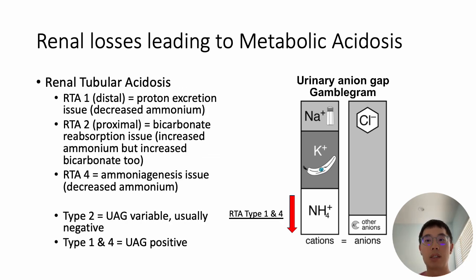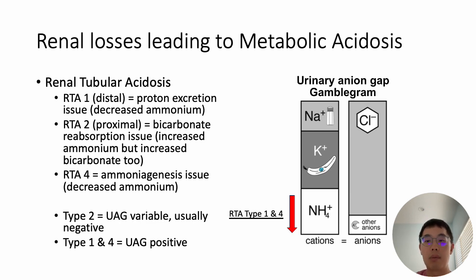What about renal losses leading to that positive anion gap? This is where it actually gets interesting. In the setting of a type 1 or distal RTA, recall that proton secretion is impaired, hence the amount of ammonium that is produced is lower, and we will usually get a positive urinary anion gap. Similarly, with a type 4 RTA that results from an issue with ammoniogenesis, since we aren't producing ammonia, the amount of ammonium being produced will be lower, and hence the urinary anion gap will be positive.